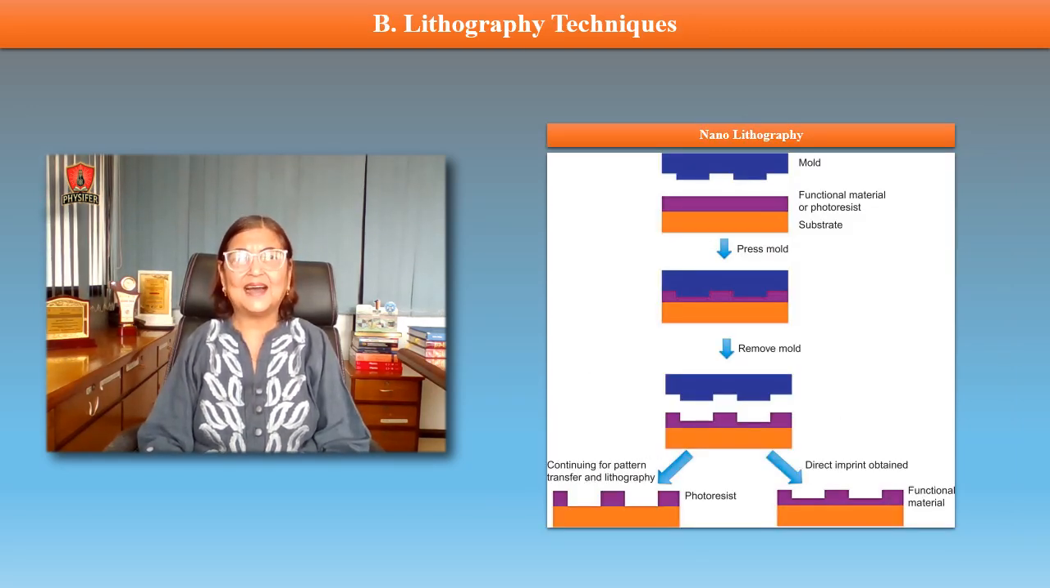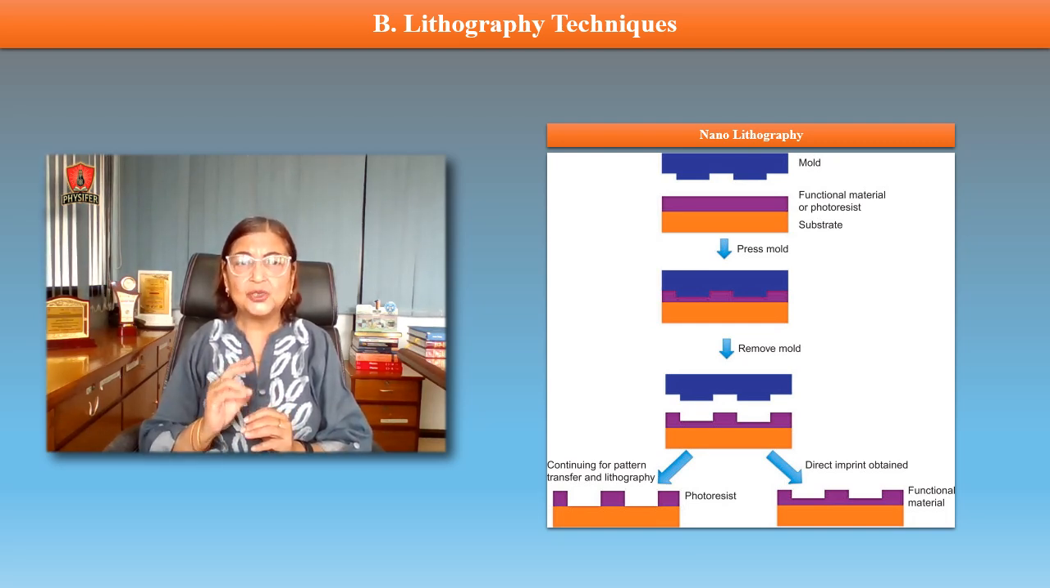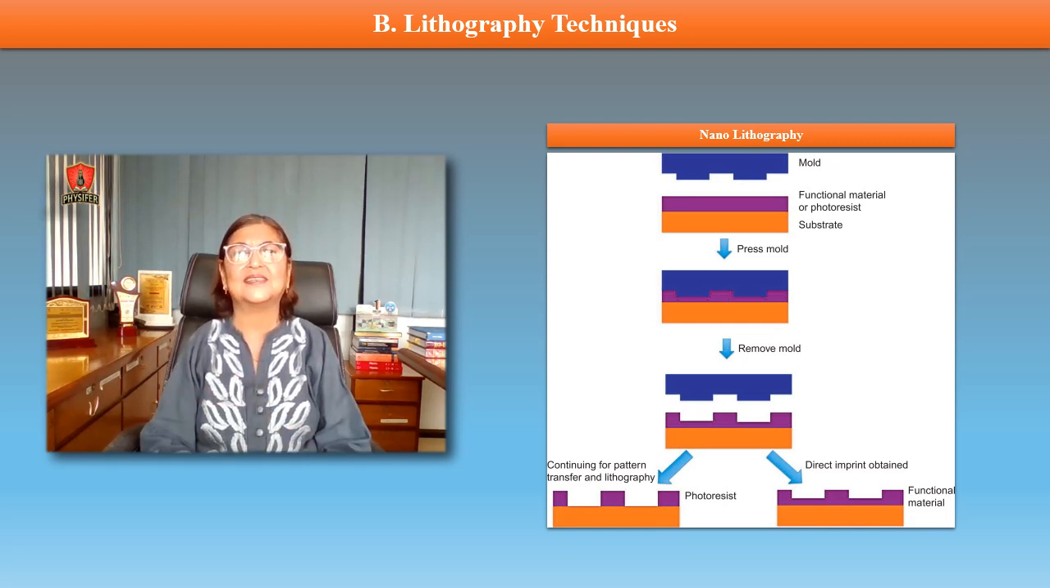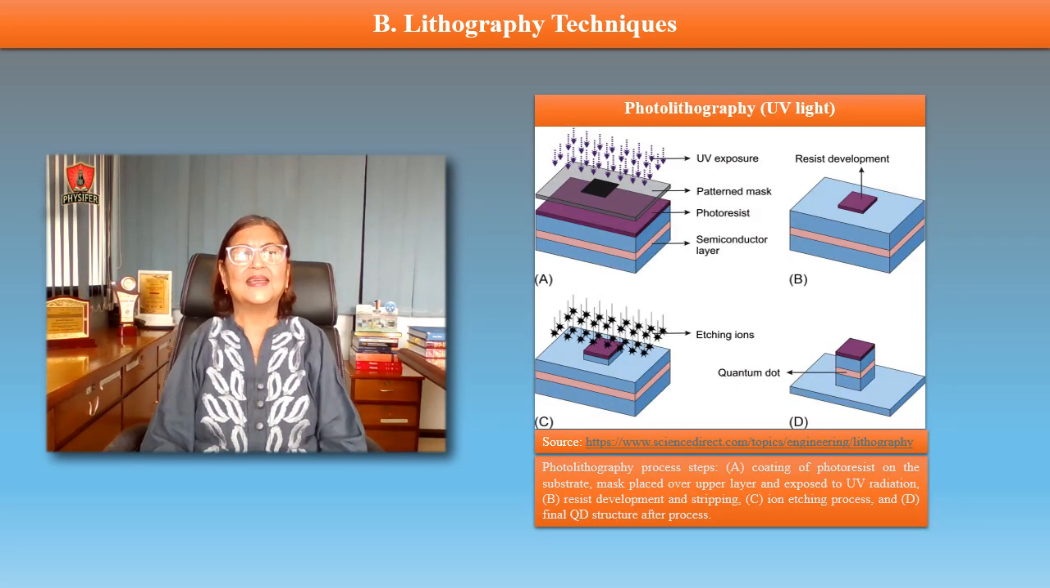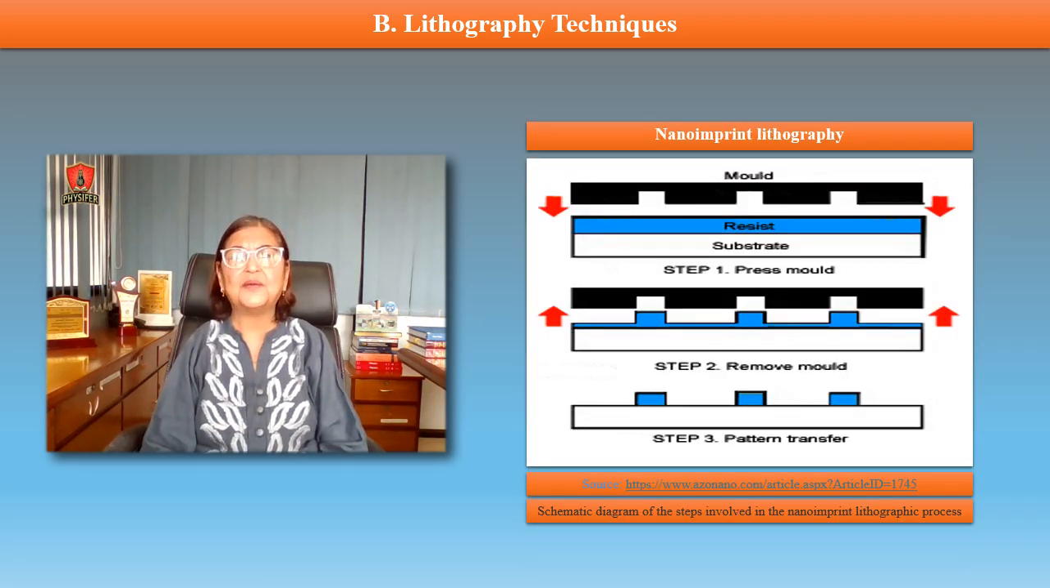Second in this line are lithography techniques. Lithography techniques for nanomaterial synthesis are primarily top-down, high-precision methods used to create patterned nanostructures and hybrid nanoparticles on a substrate. These methods allow for precise control over the shape and size of one-dimensional, two-dimensional, and three-dimensional nanostructures, crucial for electronics and research applications. Key lithography techniques include photolithography, electron beam lithography, and nanoimprint lithography.